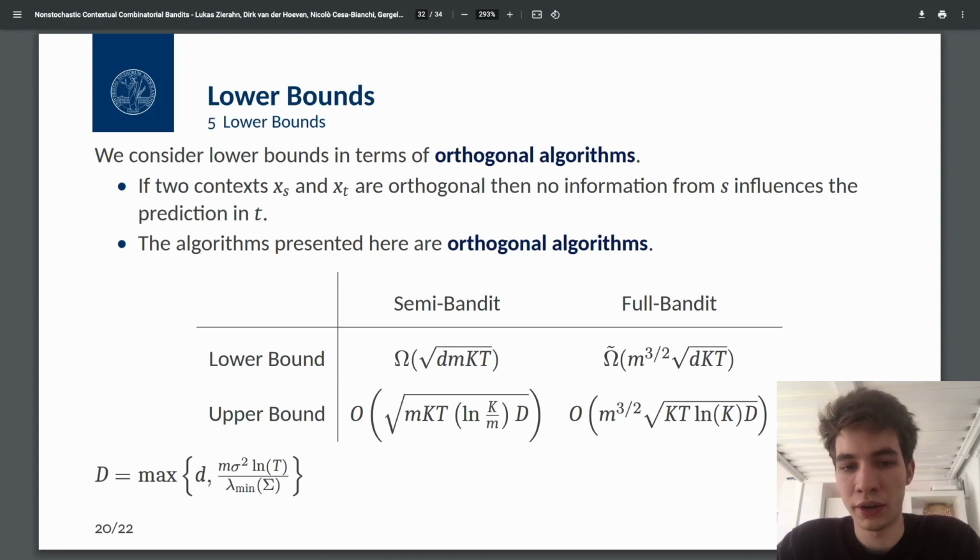And you can see that our algorithms are tight up to this m sigma squared log t divided by lambda min of sigma factor. And specifically, if you pick lambda min of sigma to be 1 over d, which can be done in the lower bound construction, for example, then we have a square root m gap.